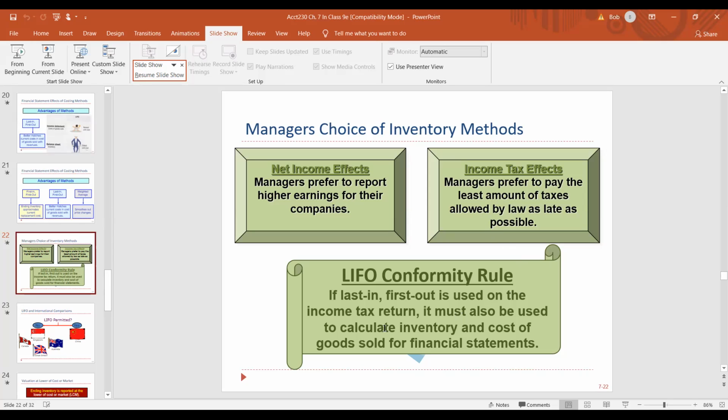LIFO conformity rule: if last in, first out is used on the income tax return, it must also be used to calculate the inventory and cost of goods sold. We don't go into that really in this chapter. I'll speak to Cornelia and double check that, but that's been the case as far as I've been here.